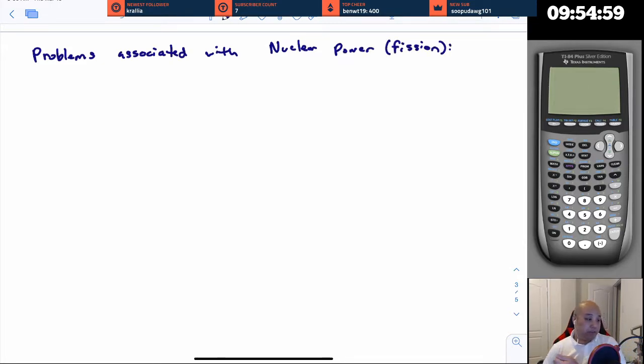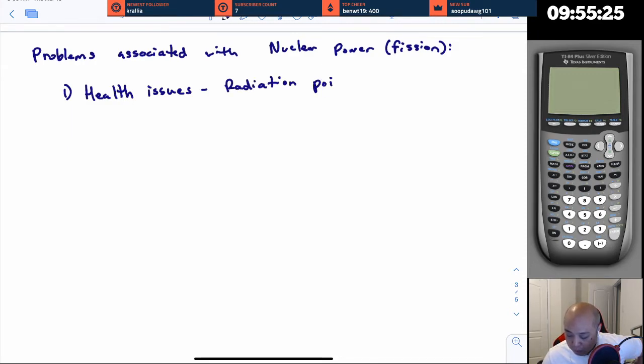Okay, last thing here. Problems associated with nuclear power slash fission. Okay, really fission because we can't use fusion right now. So when they say nuclear power, it's implied that it's just nuclear fission. One, health issues. So you have things like radiation poisoning, cancer, and birth defects in children.